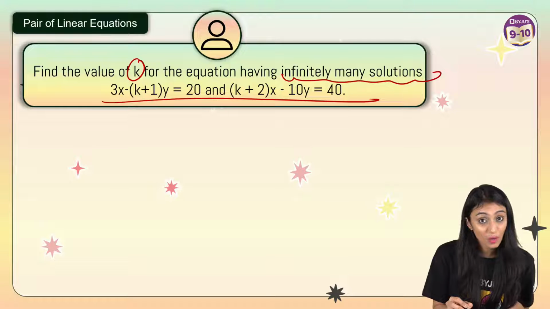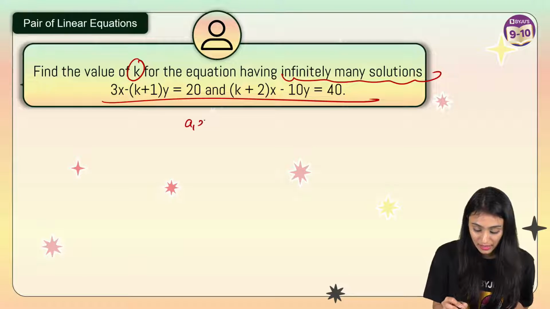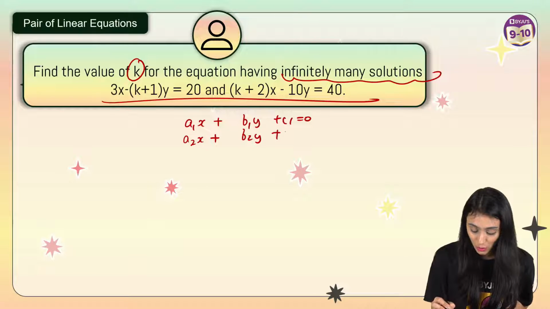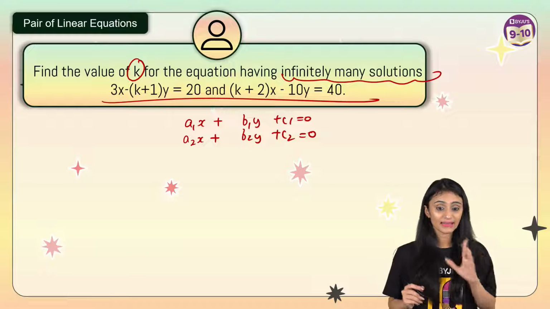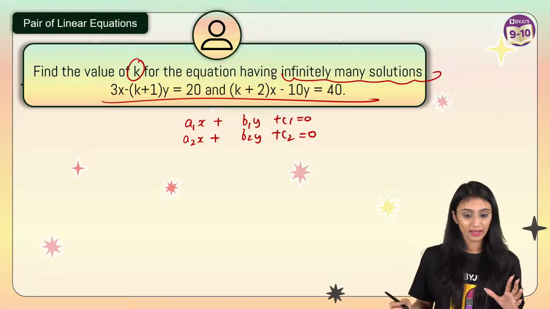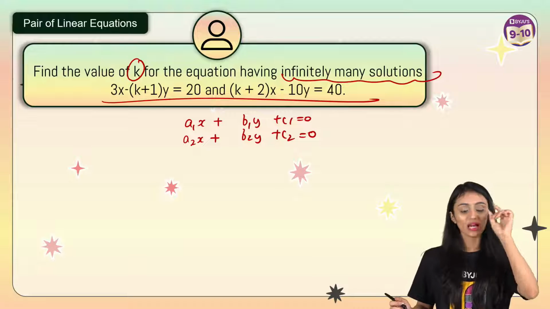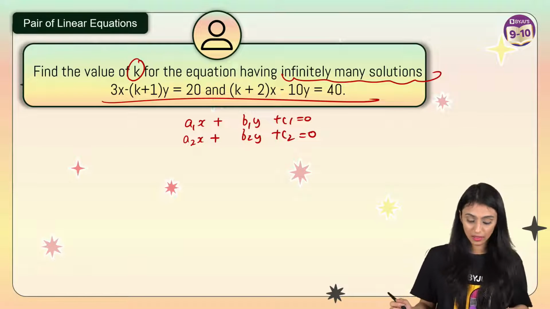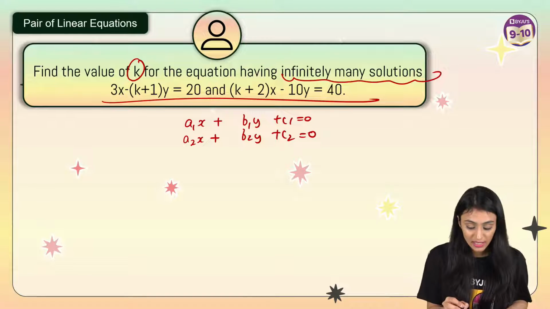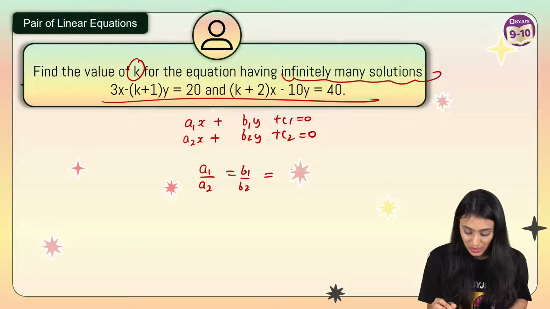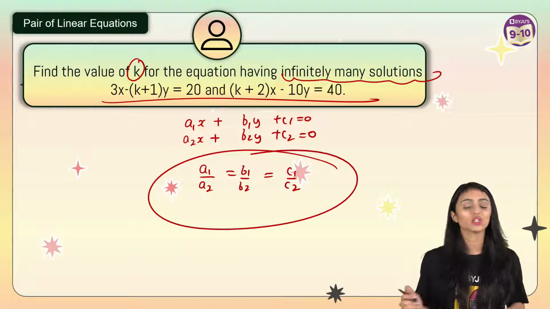See, the general form of linear equation in two variables is a1x plus b1y plus c1 equal to 0 and a2x plus b2y plus c2 equals 0. Right? That's the general form. Rajendra, I will just come up to this question. I'll answer that in a while. So, infinitely many solutions, we know the condition that a1 by a2 is equal to b1 by b2 is equal to c1 by c2. Using this condition, we have to solve this question.